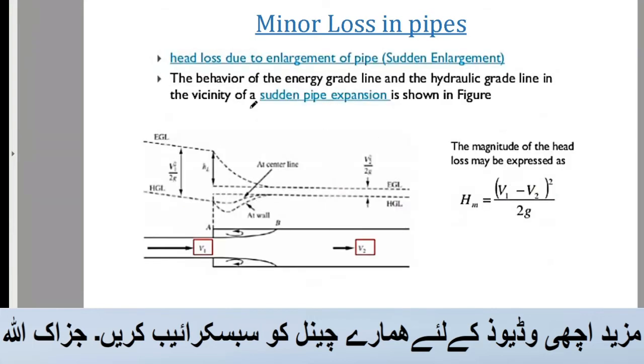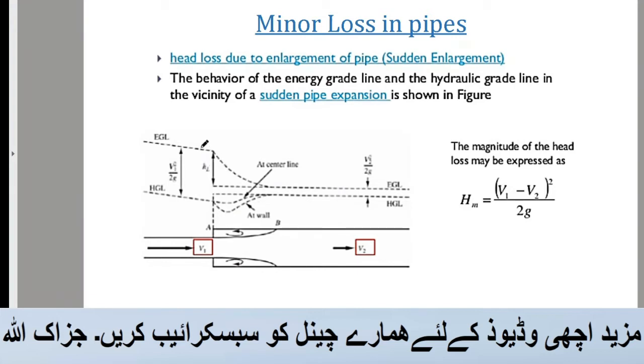Here is the next one, in which head loss due to enlargement of the pipe or divergence. So here is the pipe in which the diameter D1 is less as compared to D2. So velocity V1 will be larger because the diameter is less. Similarly, at V2 or at the exit or downstream side, the pipe is showing divergence. So it means that the pipe is enlarging its diameter, then the velocity will reduce.